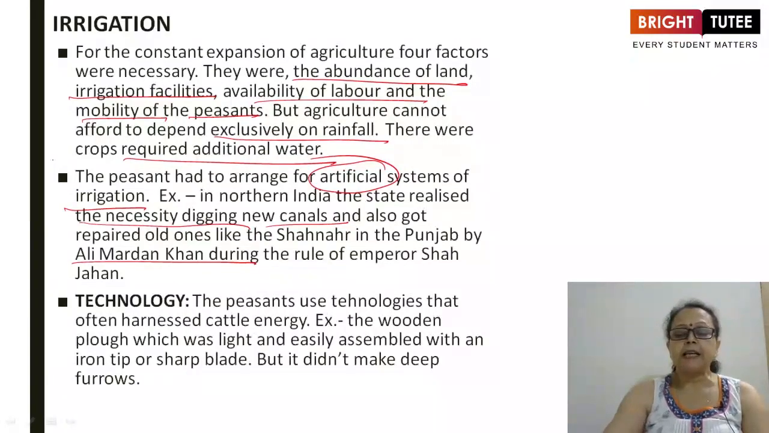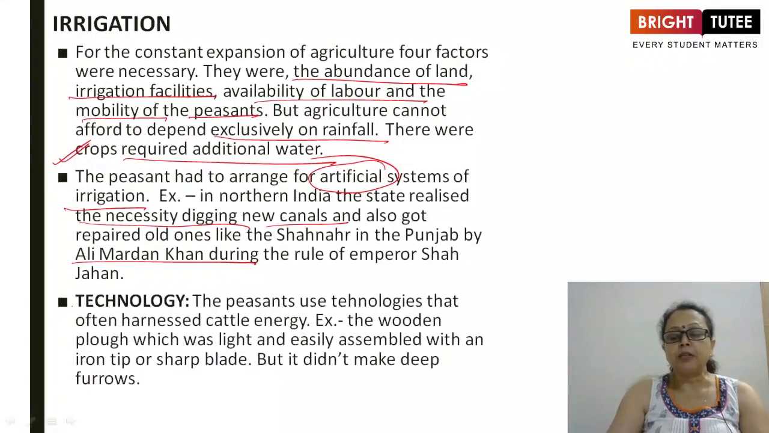So this way the irrigation facility was provided to the peasants for maximum revenue collection. This was the main motive of the administrators, to collect the maximum revenue. So how to increase the productivity of the land?